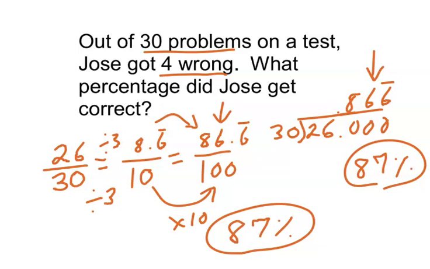Okay, so we can find a common denominator, or make the denominator 100, and that would give us our percent, or we could just take the top number divided by the bottom number. So we know so many different ways now to get percent, but that is a couple of the ways you can do that. So the answer is 87%.